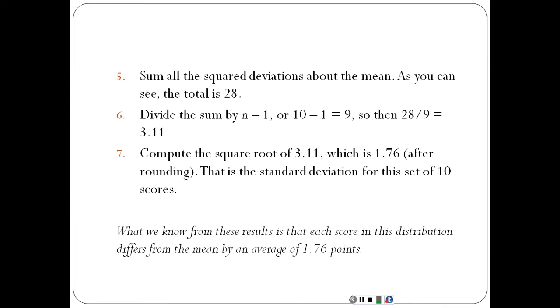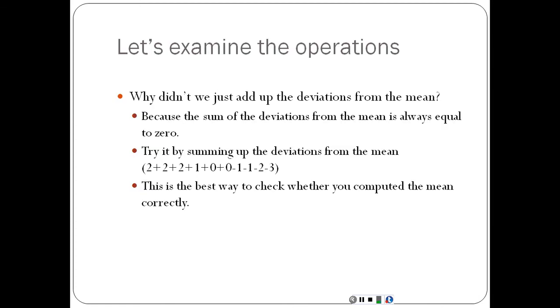Now let's take a short step back and examine some of the operations in the standard deviation formula. Why didn't we just add up the deviations from the mean? Because the sum of the deviations from the mean is always equal to 0. Try it by summing the deviations. Once we sum all of those deviations together, it will equal 0. In fact, that's the best way to check whether you've computed the mean correctly.